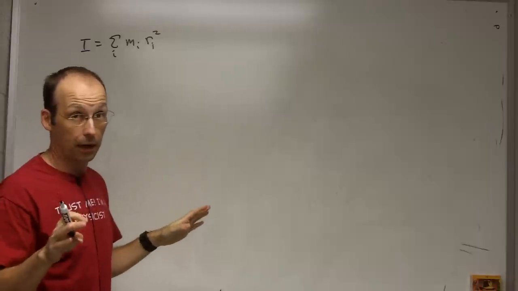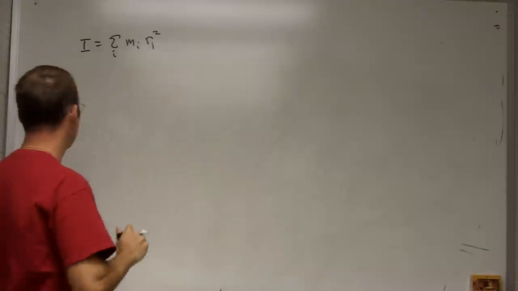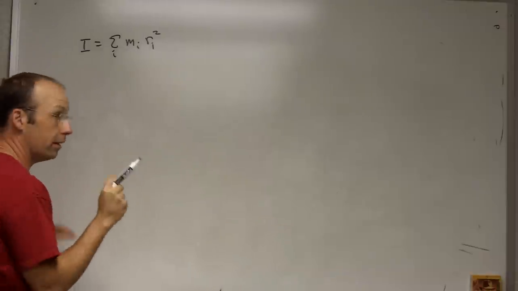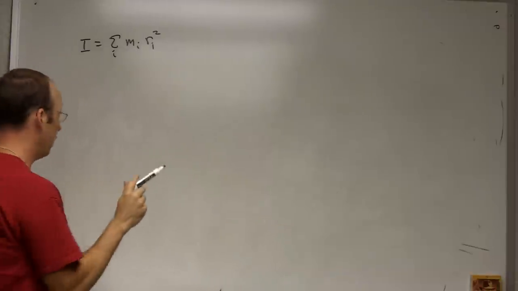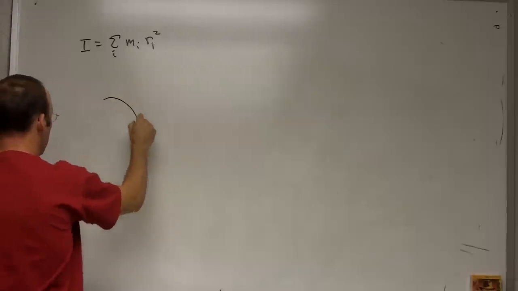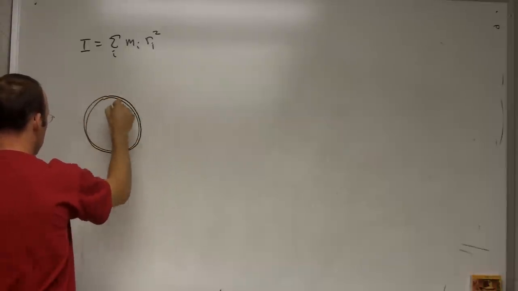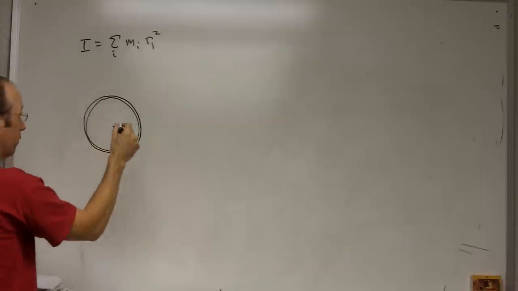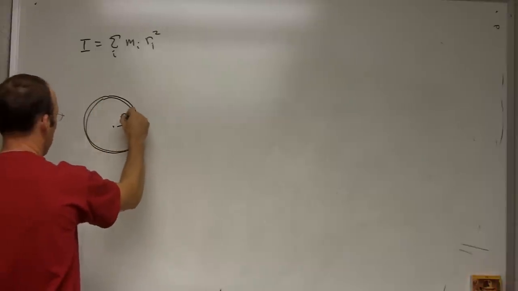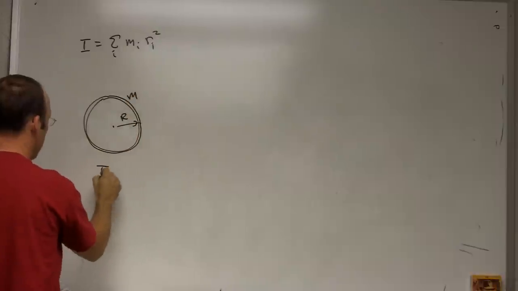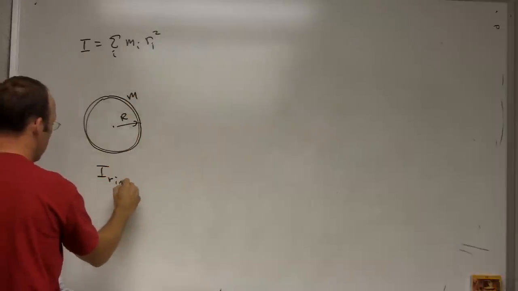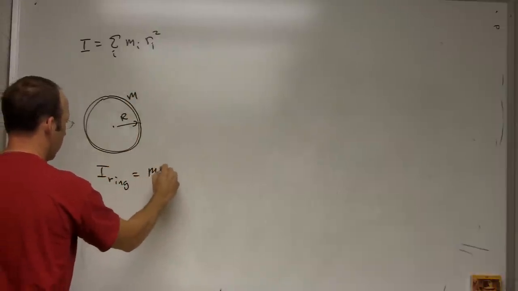It's really a little bit more complicated than that, but leave it like that. Okay, so I already said that in class I derived the moment of inertia for a thin ring. If you rotate about this axis and it has a radius r and a mass m, then I of the ring equals mr squared.